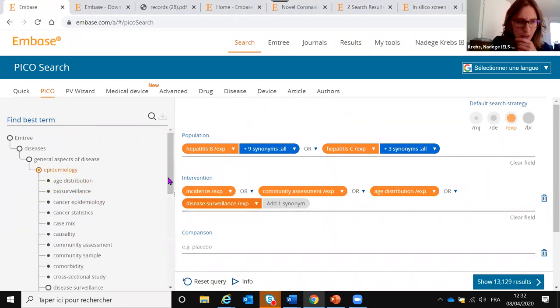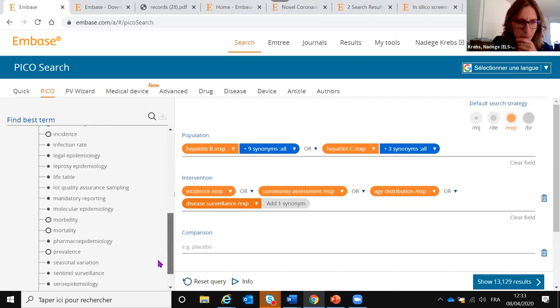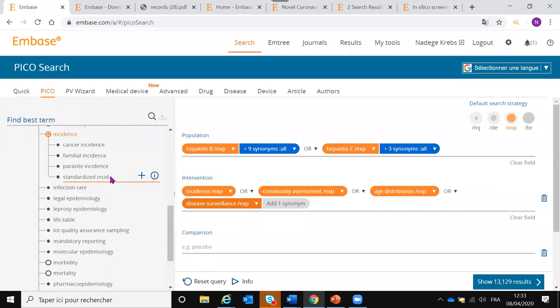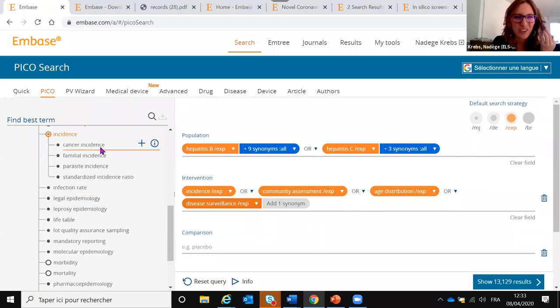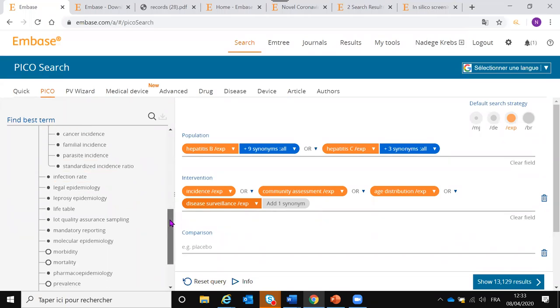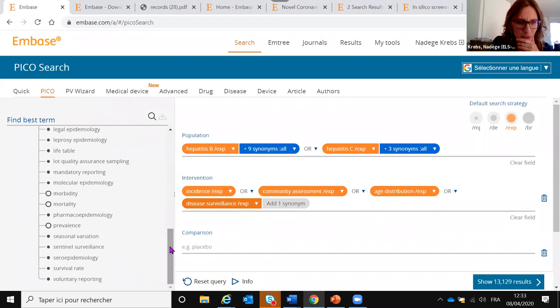Disease surveillance, maybe? Yes, we add it. And then is there another one? Incidence? Infection rate, would that be? Let's see what incidence includes. But we already have incidence. I don't think it's the correct one, because cancer incidence or familial incidence or parasite incidence, maybe not. Seroepidemiology, I don't know what that is. Let's check.